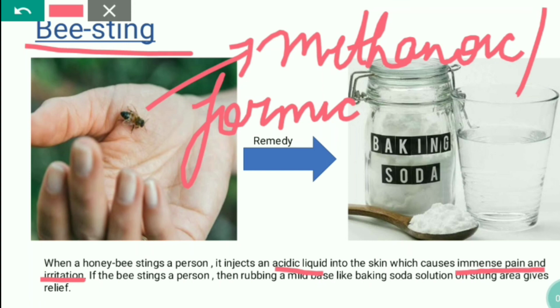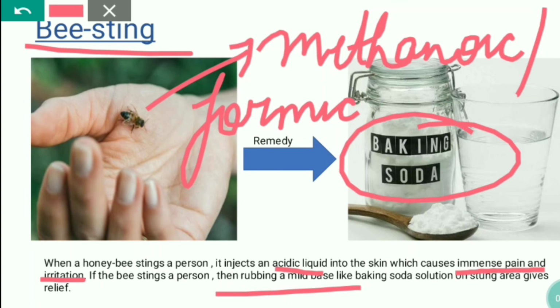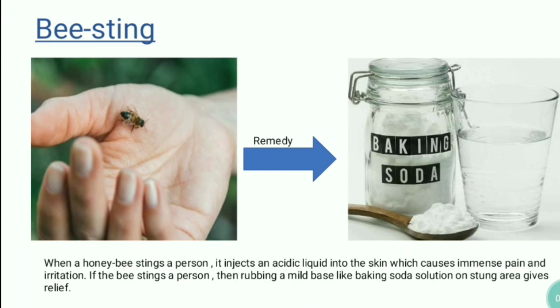So what must we do? We must rub a mild base like baking soda, and what would it do? It would neutralize the excess acid. So we must rub the baking soda over that particular area where the bee has stung, because again it will neutralize the acid released by the bee and give us a soothing effect.